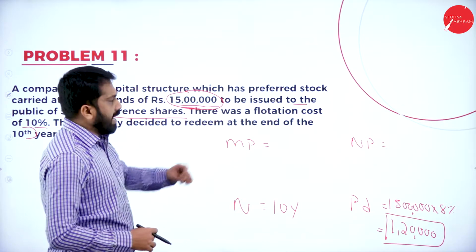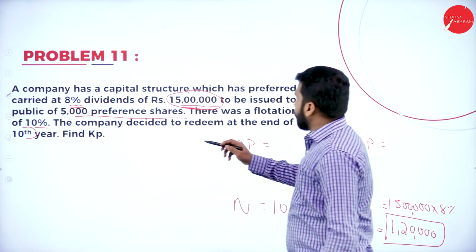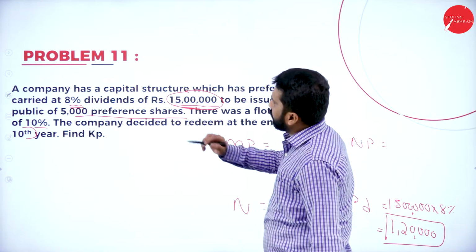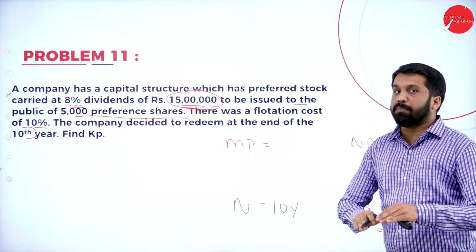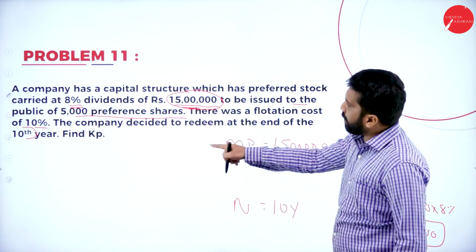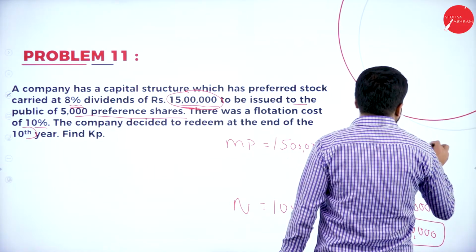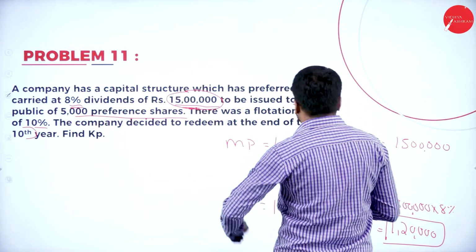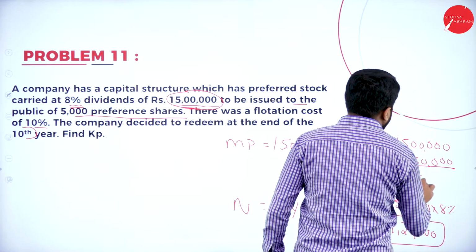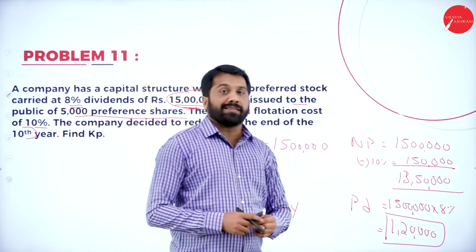Now, what is MP and what is NP? There was a flotation cost of 10%, and the company decided to redeem at the end of the 10th year. So at the time of issue, we are supposed to reduce 10%. Your MP will remain as it is because they have not mentioned whether it is par, premium, or discount, so we have to consider the actual value. Your NP is 15 lakh minus your flotation charge of 10%, 1,50,000. 15 lakh minus 1,50,000 will come around 13,50,000.